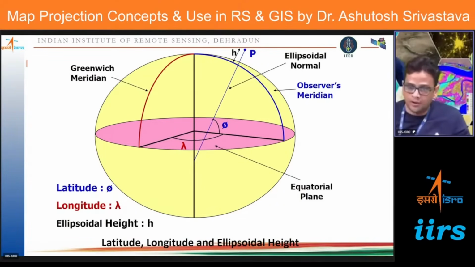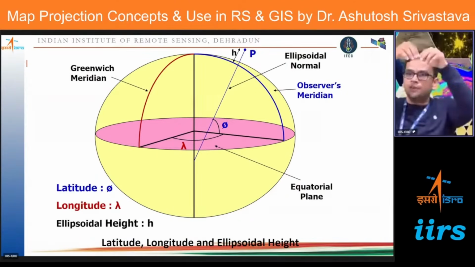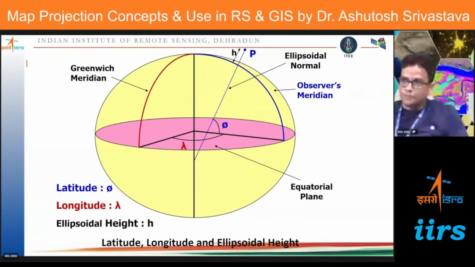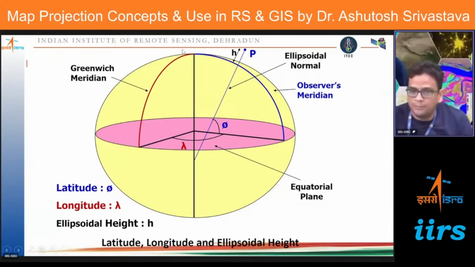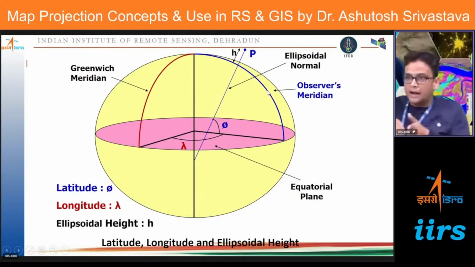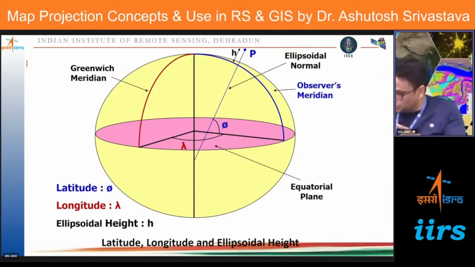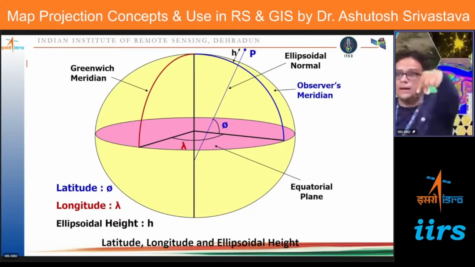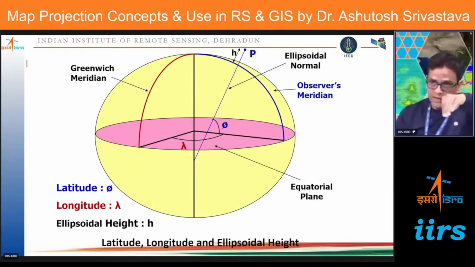Suppose point P is there. From point P, we draw a perpendicular to the Earth surface, the blue line which is coming. Now when we draw this perpendicular onto the Earth surface, it will pass through the surface somewhere, and wherever it passes through the surface, one meridian will pass from there. This is called the observer's meridian. Like I am sitting here, and I draw a perpendicular, it will go through the surface, somewhere inside, and the meridian which passes through me, some meridian will be passing from here.